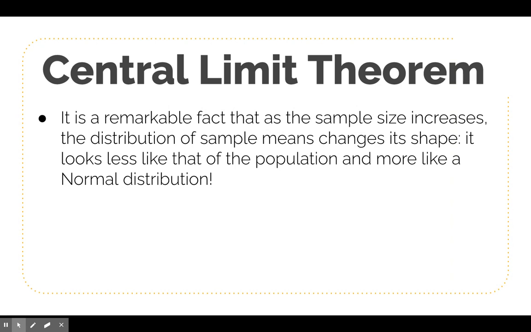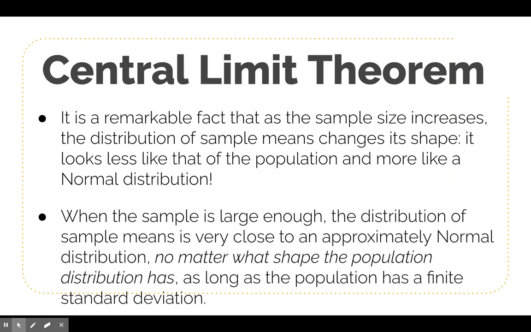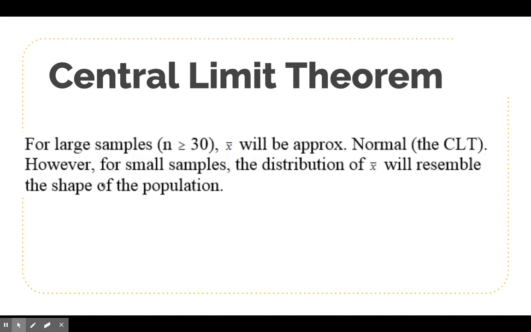The central limit theorem states that as sample size increases, the distribution of sample means changes its shape. It looks less like that of the population and more like a normal distribution. And essentially, this is what the central limit theorem states. When the sample is large enough, the distribution of sample means is very close to an approximately normal distribution, no matter what the shape of the population distribution was, as long as the population has a finite standard deviation. So for us, you'll notice that it got better and better the closer we got to 30, and then once it was at 30, it was approximately normal.